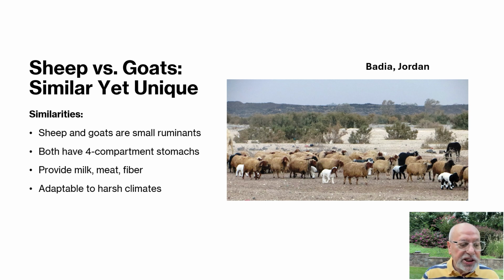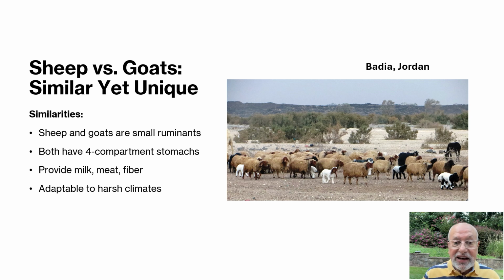So, similarities. Sheep and goats are what they call small ruminants, where large ruminants are cattle and water buffalo, for example. Both large and small ruminants have four stomachs, so they are able to digest and metabolize all the grasses and green stuff they graze on. And they both provide milk, meat, and fiber. And they are adaptable to harsh conditions, which I like to call your attention to.